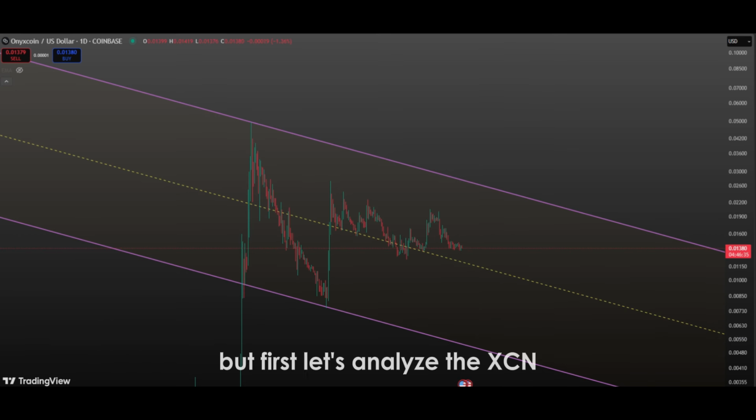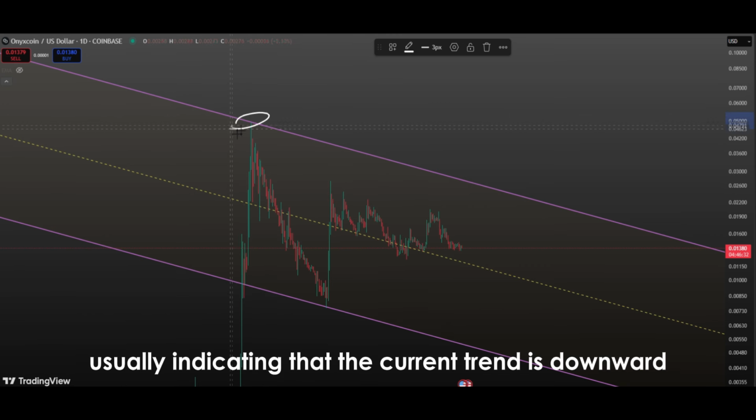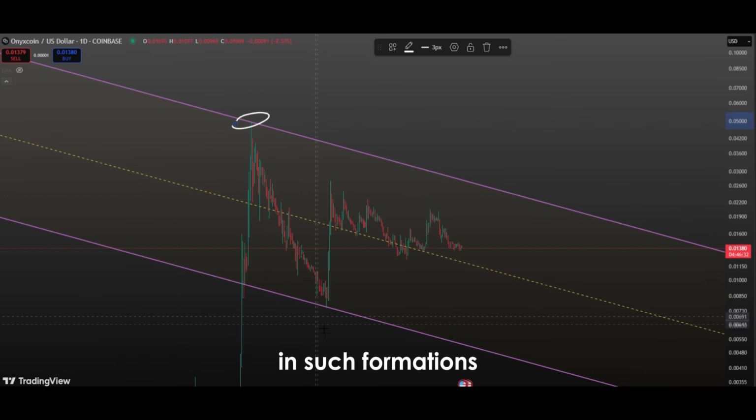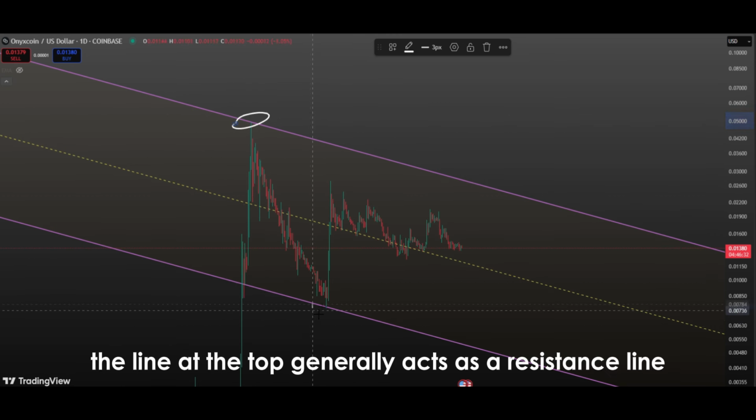But first, let's analyze the XCN. A descending channel pattern in technical analysis is an important chart formation where price movements oscillate between two parallel lines in a certain direction, usually indicating that the current trend is downward. In such formations, the line at the top generally acts as a resistance line, while the line at the bottom is considered a support line. The distance between the two lines determines the width of the channel and the volatility of price movements.